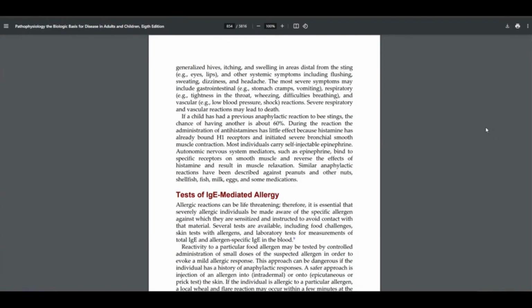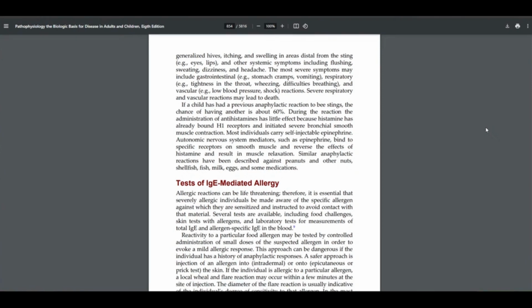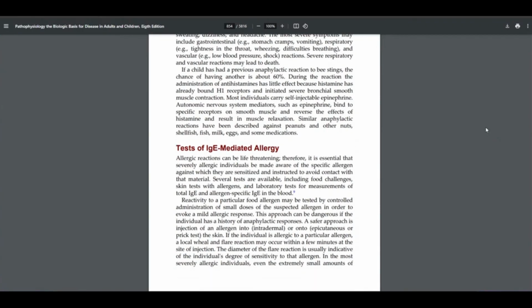The most severe symptoms may include gastrointestinal, stomach cramps, vomiting, respiratory, tightness in the throat, wheezing, difficulty breathing, and vascular, low blood pressure, shock. Severe respiratory and vascular reactions may lead to death. If a child has had a previous anaphylactic reaction to bee stings, the chance of having another is about 60%. During the reaction, the administration of antihistamine has little effect because histamine has already bound H1 receptors and initiated severe bronchial smooth muscle contraction. Most individuals carry self-injectable epinephrine.